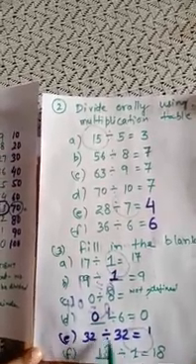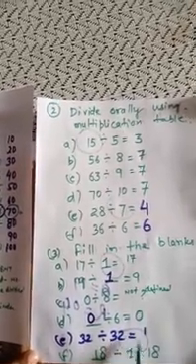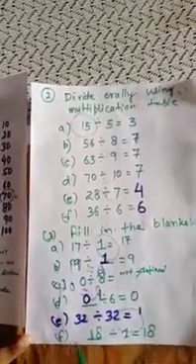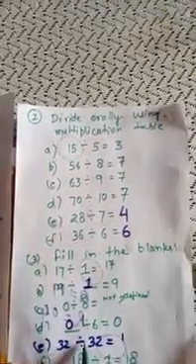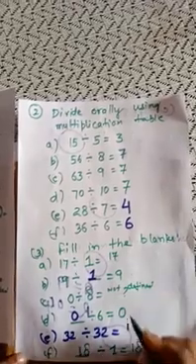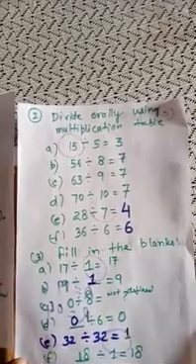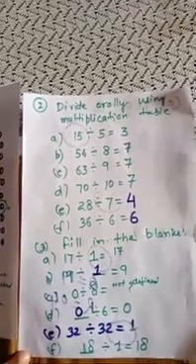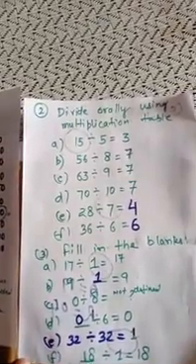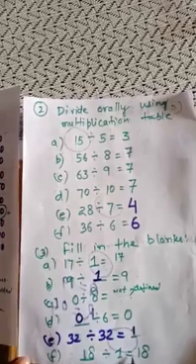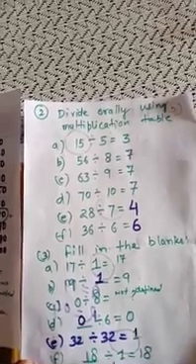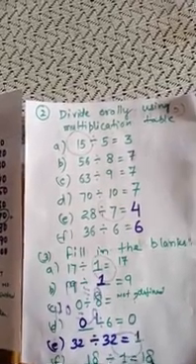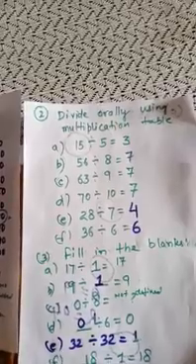E. 32 divided by 32 is equal to 1. It means when a number is divided by the number itself, the quotient is 1. Now F, what should we divide by 1 to get 18? So when we divide 18 by 1, then we get 18. When a number is divided by 1, the result is the number itself.